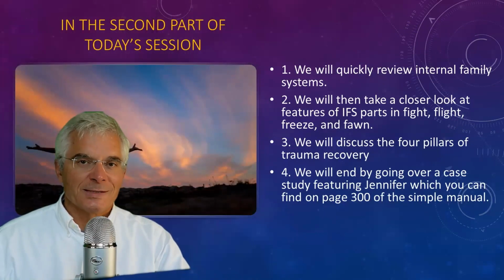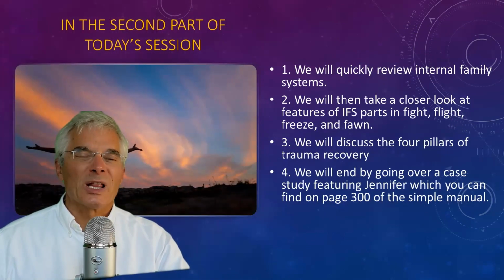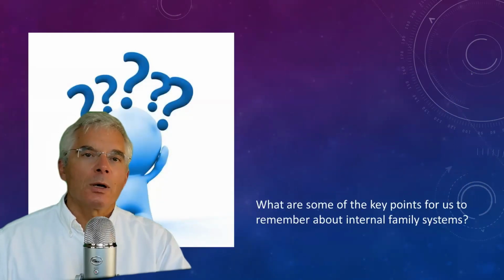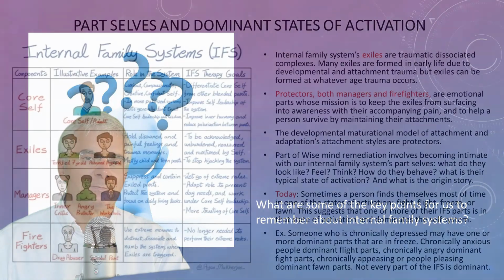In the second part of today's session, 1, we will quickly review internal family systems. 2, we will take a closer look at features of parts in fight, flight, freeze, and fawn. 3, we will discuss the 4 pillars of trauma therapy. 4, we will end by going over a case study featuring Jennifer, which you can find on page 300 of the Simple Manual. What are some of the key points for us to remember about internal family systems?